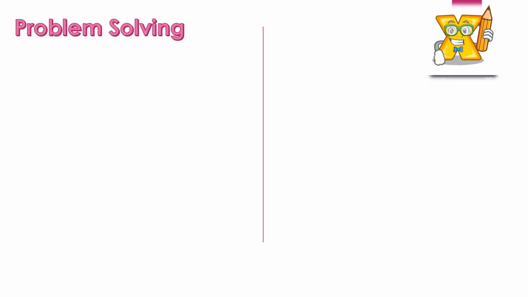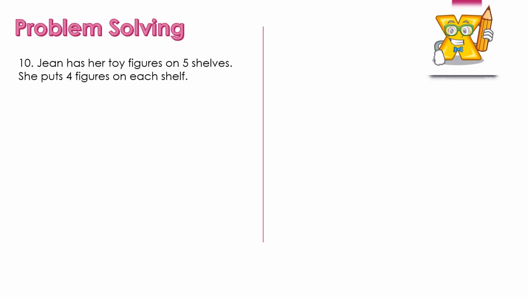Problem solving exercise number 10. Jane has her toy figures on 5 shelves. She puts 4 figures on each shelf. The question is, how many toy figures does Jane have? So this time I have 5 shelves. The 5 shelves means the 5 groups. She puts how many in each? In each I have 4 toy figures. How many toy figures in all?